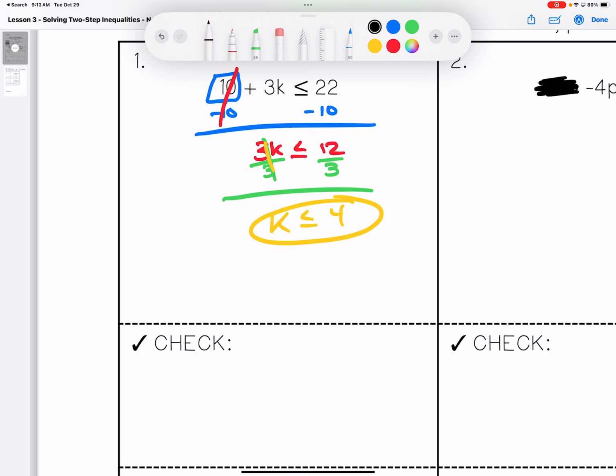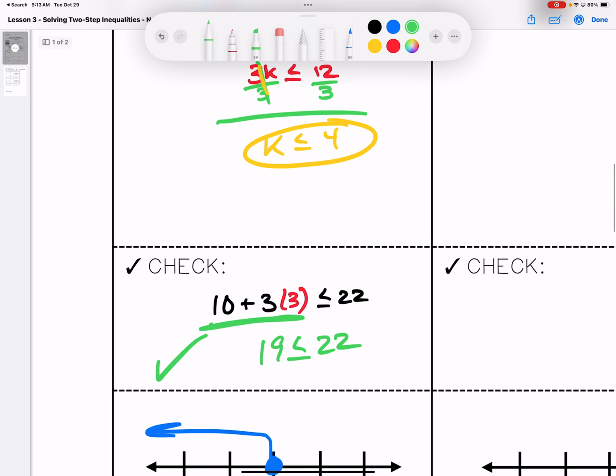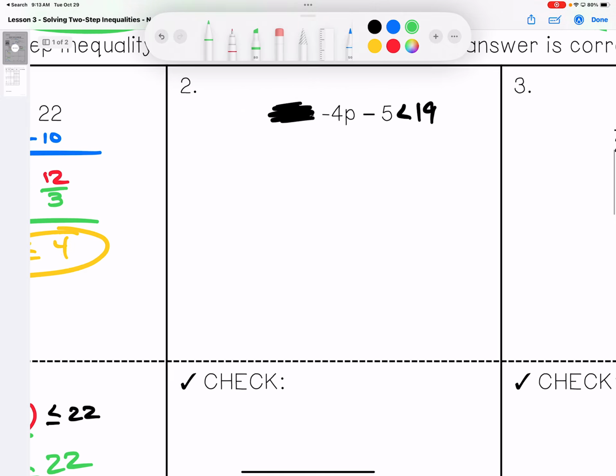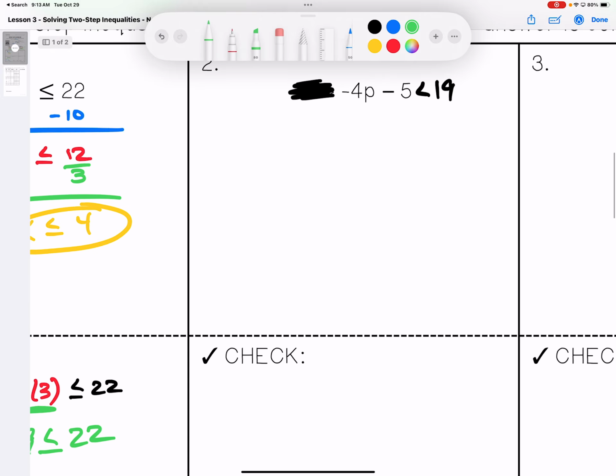So I am going to rewrite the equation or inequality. And I'm going to sub 3 in. Going to work out what's underlined in green. 10, 3 times 3 is 9. 10 plus 9 is 19. Is 19 less than or equal to 22? It is. Check, check. All right, moving on.